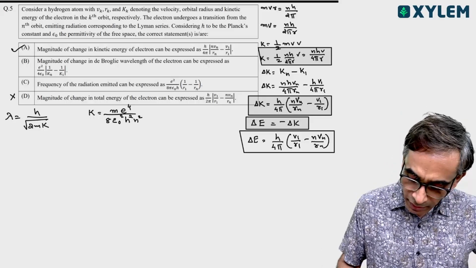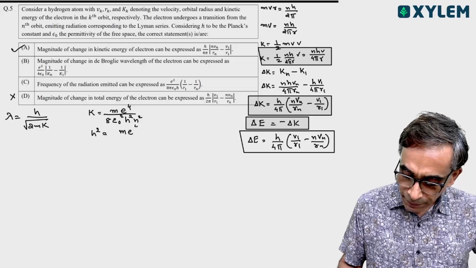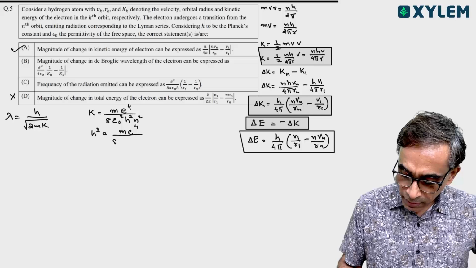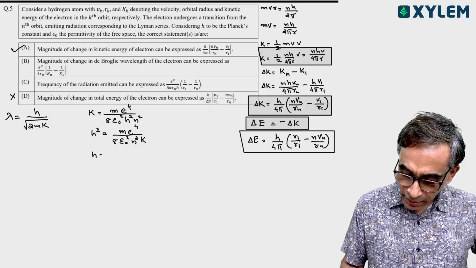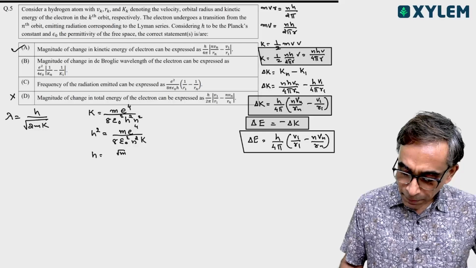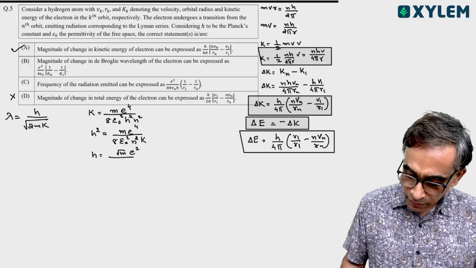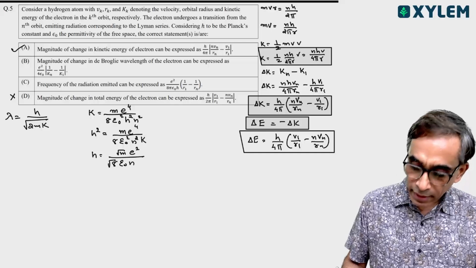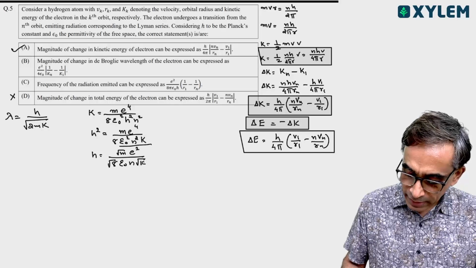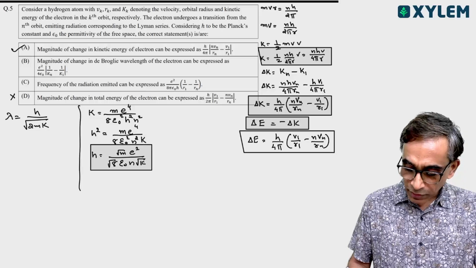Now from this we can write h square equal to m e^4 divided by 8 epsilon 0 square n square into k. From that, h is equal to root m e square divided by root 8 epsilon 0 n root k. This is the equation for Planck's constant. Now we will substitute that here.